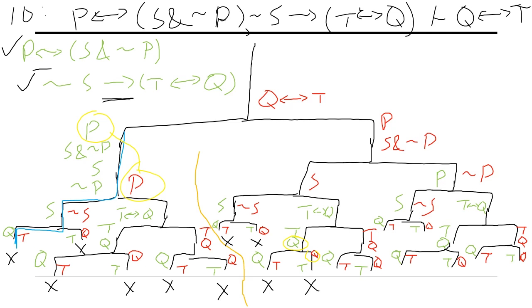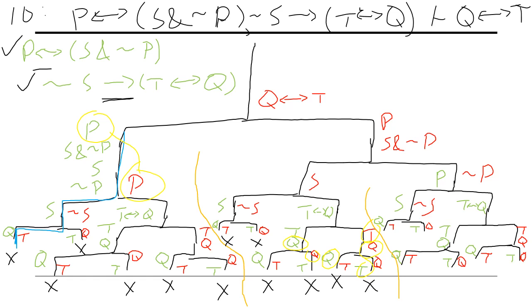Then I have Q and a Q here. And then a T and a T here. So those will close. Now we're done. Oops, I meant to use orange. Now we're done with that.